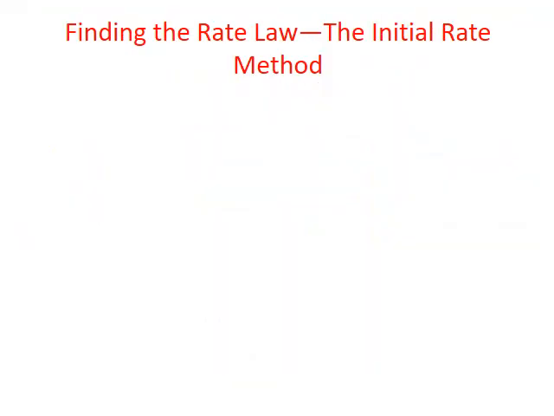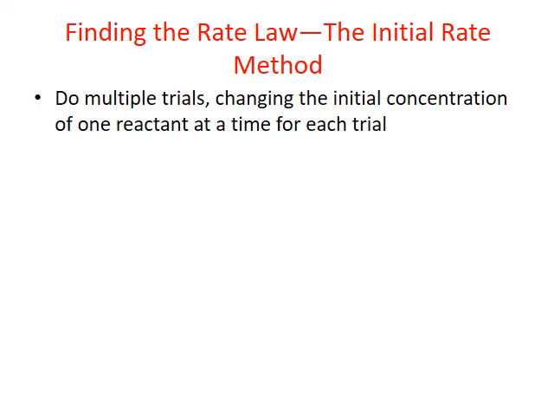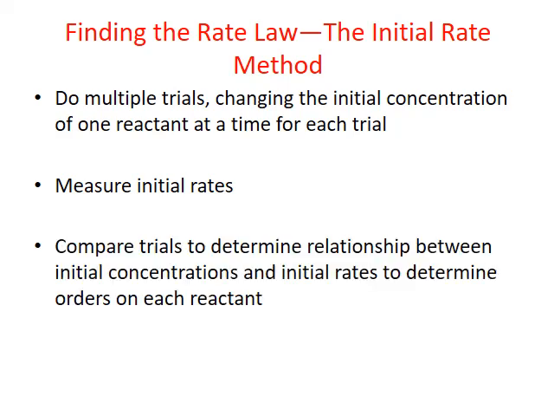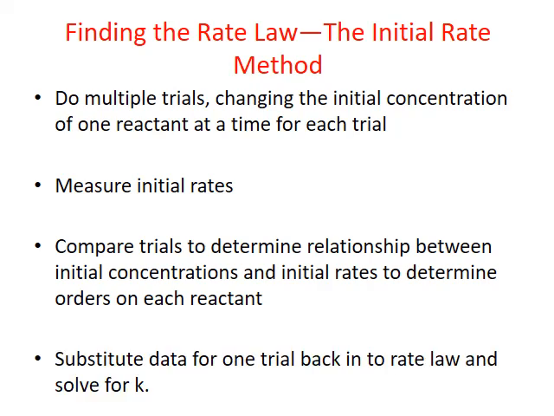To summarize, the initial rate method of determining rate laws: first, we do multiple experimental trials for the reaction that we're interested in, making sure to change the initial concentration of one reactant at a time between the trials. And for each trial, we measure the initial rate. We then compare the trials to determine the relationship between initial concentrations and initial rates. This gives us the order. And once we have the orders, we substitute data for one trial back into the rate law and solve for K.